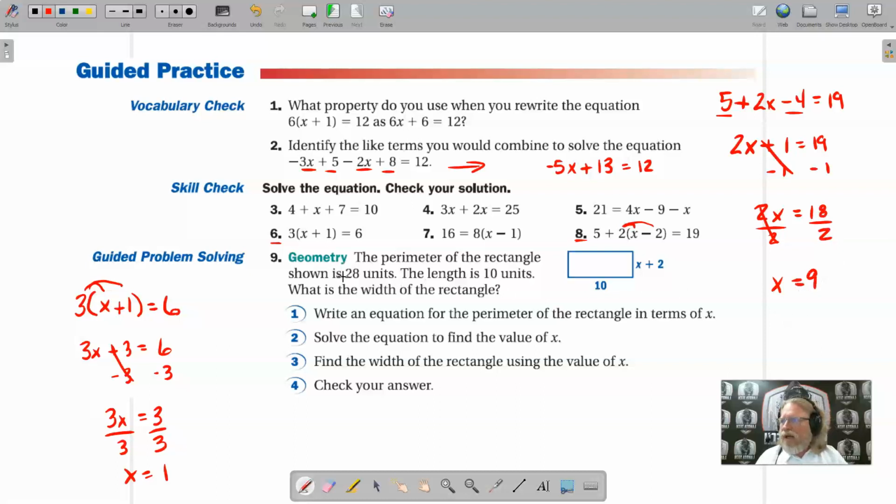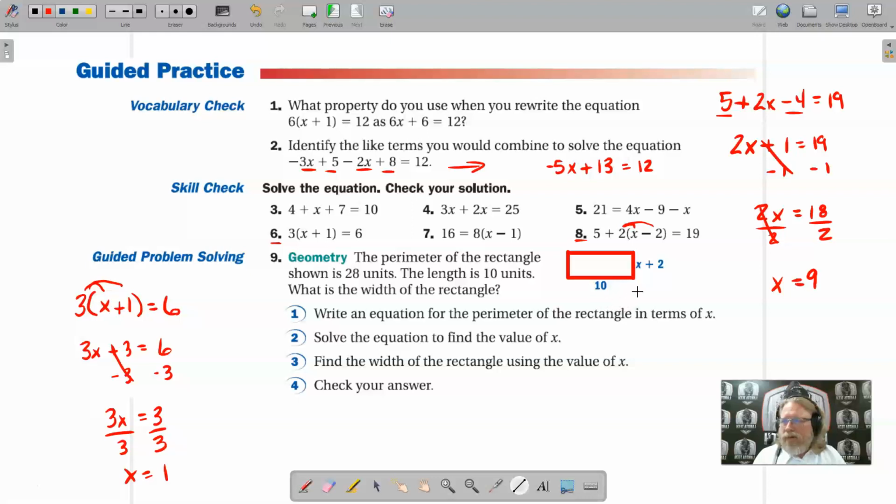On the next one, the geometry question, it says the perimeter of the rectangle shown is 28 units. Remember, perimeter means the distance around the outside. We start here at one point and we measure from here to here, here to here, here to here, and here to here. That is indeed the perimeter. So we need an equation for the perimeter of the rectangle in terms of x. So let's go ahead and look at that.